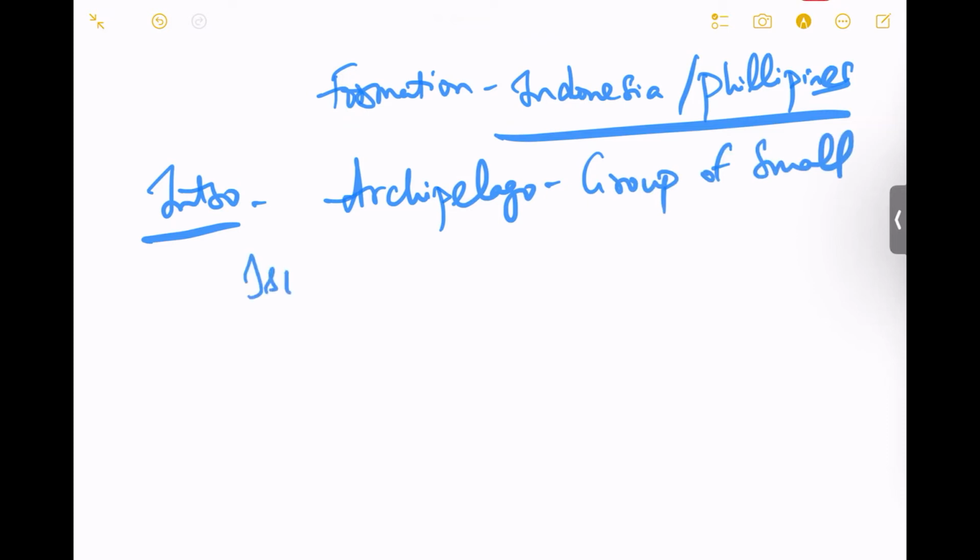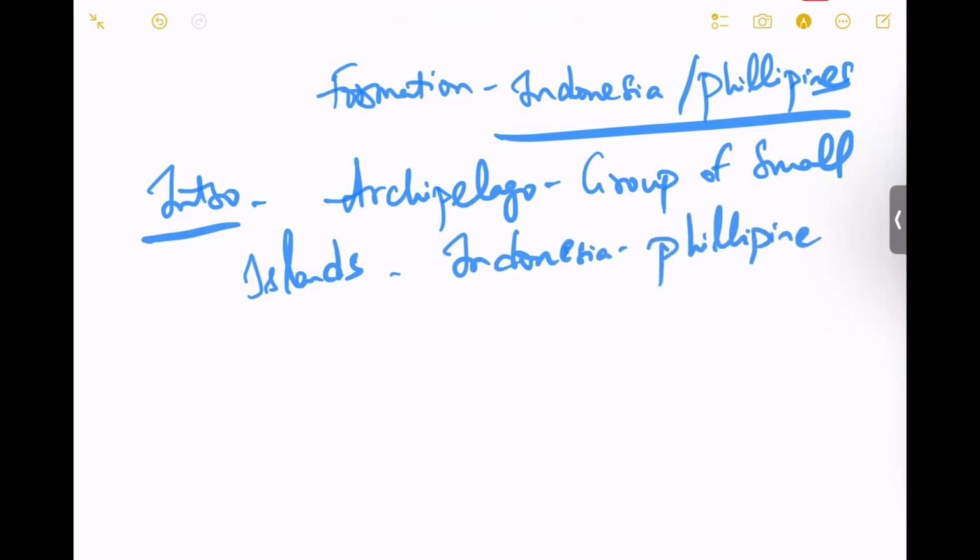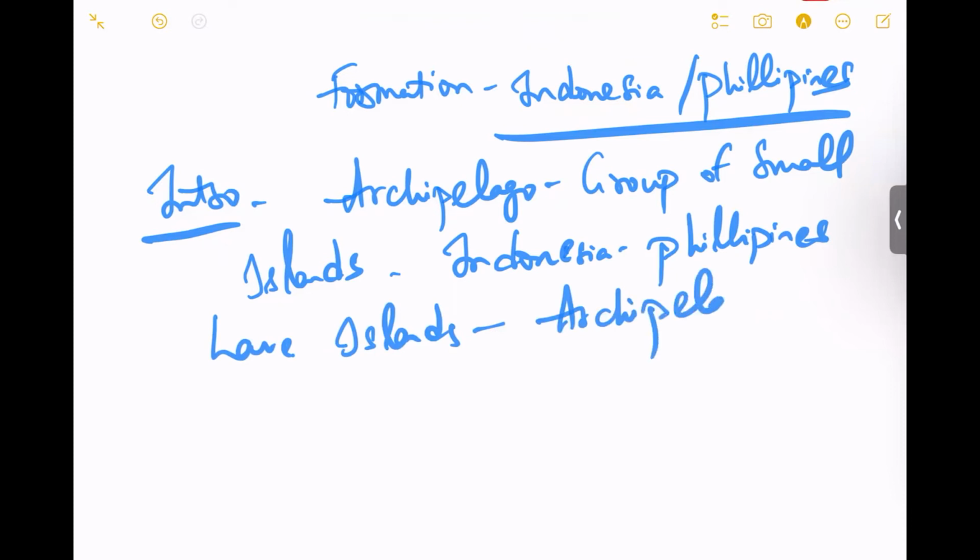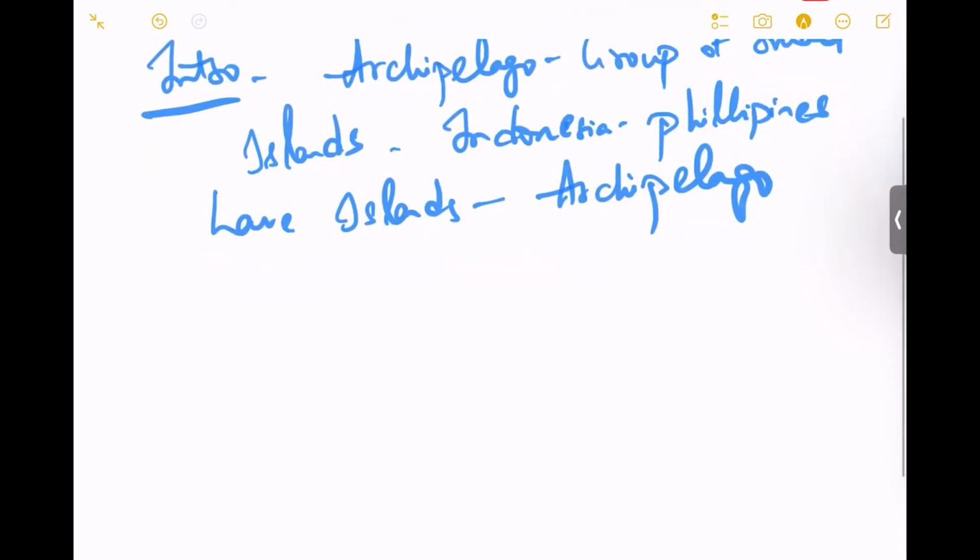Group of small islands. Okay. And the countries of Indonesia and Philippines have a lot of islands, and hence they are called archipelagos. Now in the body, what are the reasons for formation?